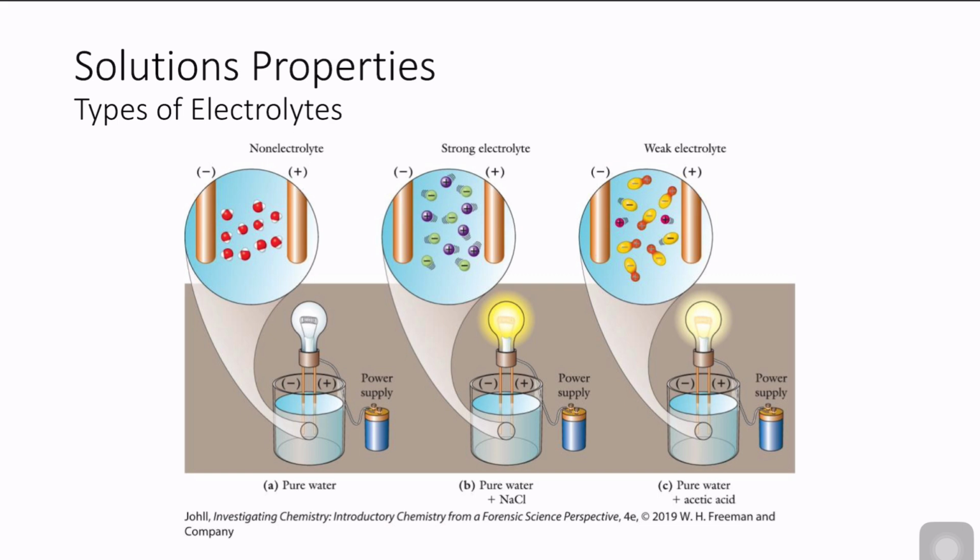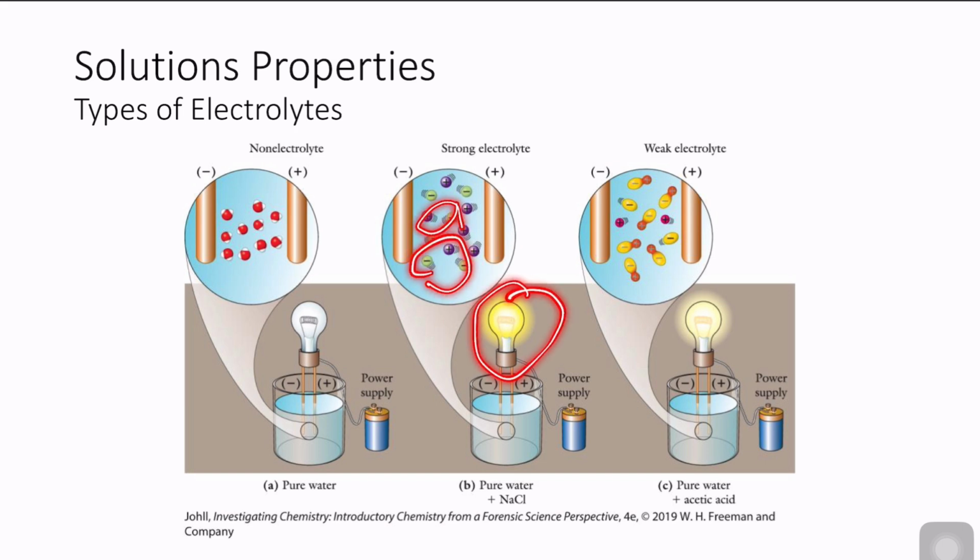Here is a little graphic to give you an idea of what these look like. A non-electrolyte, which water is a non-electrolyte, when you put the electrodes from a light bulb into a sample of pure water, you'll see the light bulb does not light up. Nothing happens. If you have a strong electrolyte, the light bulb will light up pretty intensely.